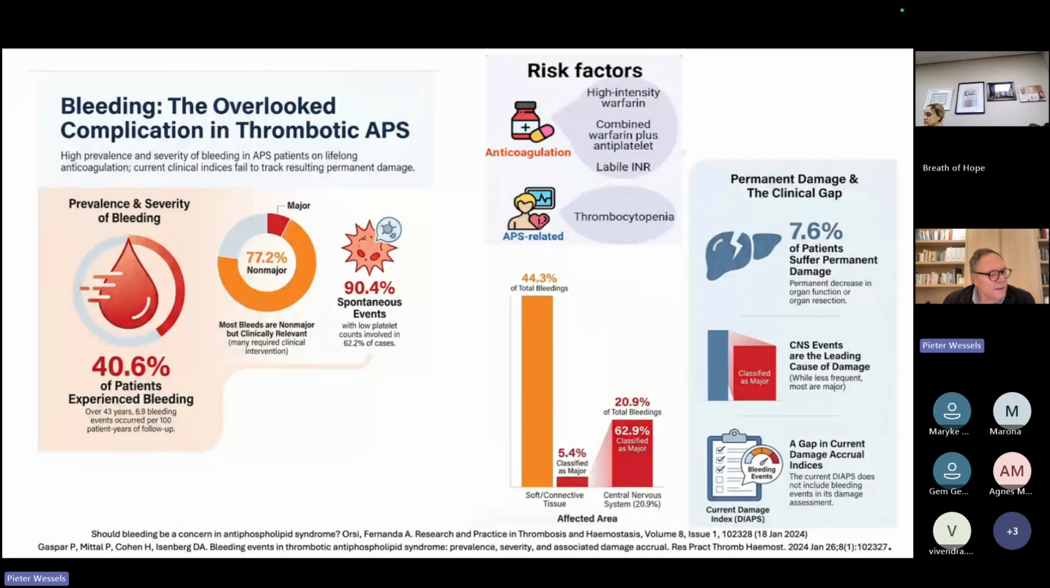What about bleeding in antiphospholipid syndrome? Also often underestimated. 40% of patients will experience bleeding. It's not only because of the anticoagulant, it's because of the disorder. And a small percentage will be major. 77% will be non-major. Most of them will be spontaneous, which is always worrying, and many of these spontaneous events will have a low platelet count as well.